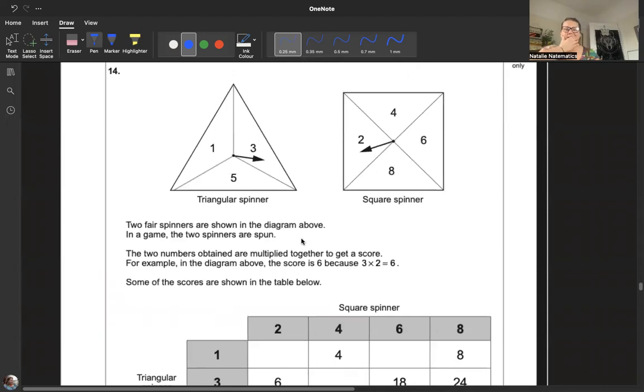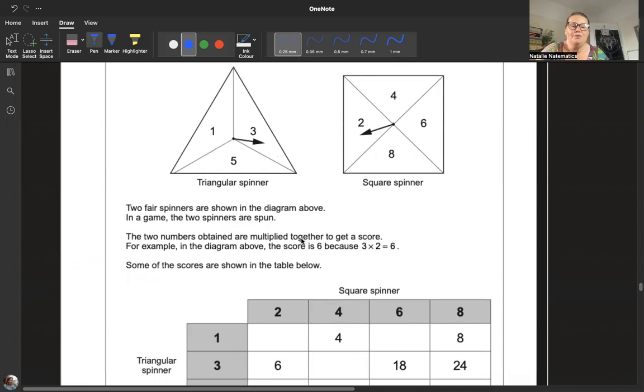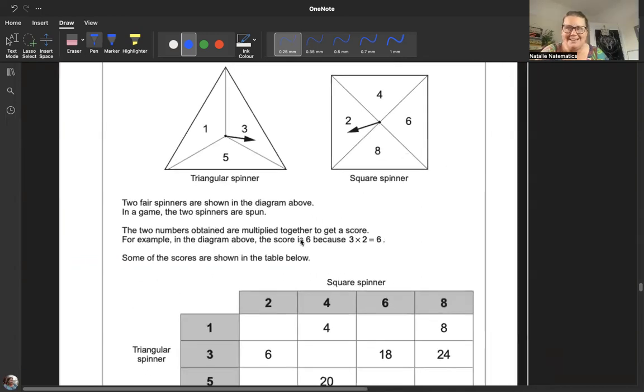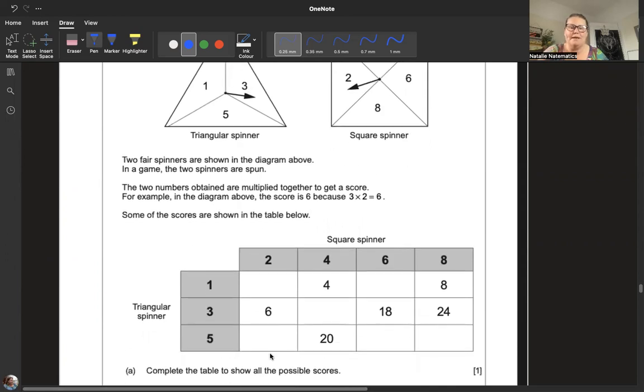So 2 fair spinners are shown in the diagram above. In a game, the 2 spinners are spun. Bit of a tongue twister. The 2 numbers obtained are multiplied together to get a score. For example, in the diagram above, the score is 6. So you've got 3 times 2 gives 6. So 3 times 2 is that one. Some of the scores are shown below.